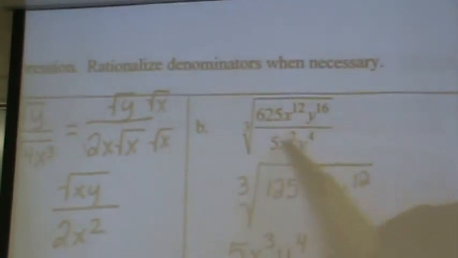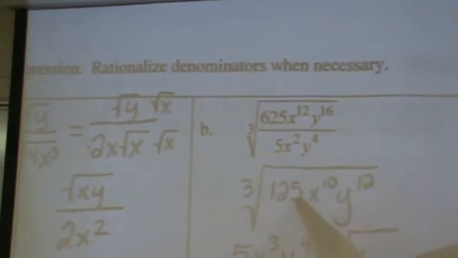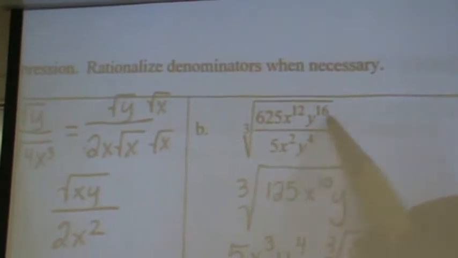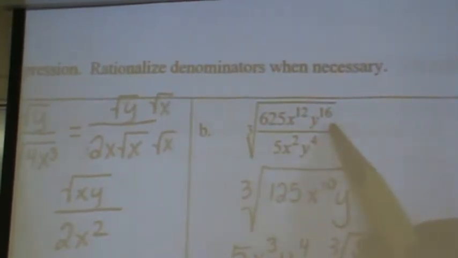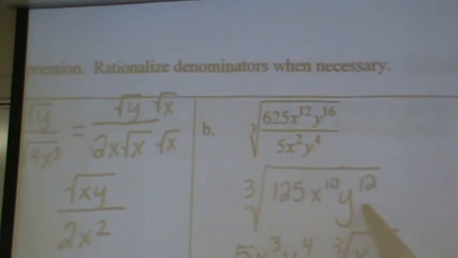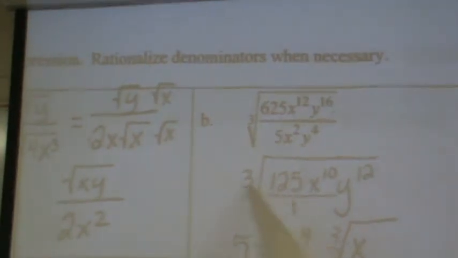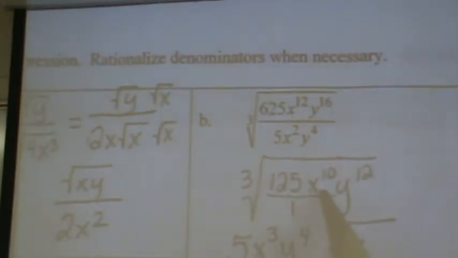For b, because you're dividing and it's all underneath the cube root, you're going to cancel what you can. So 5 goes into 625 125 times, and you're going to cancel these two x's with 2 here, you get x to the 10, and these 4 y's with 16, the 4 up here, so you get y to the 12. Now group them up, there's nothing except a 1 in the denominator, which you don't need. The cube root of 125 is 5, you've got 3 sets of x with 1 left over, and 4 complete sets of y's.